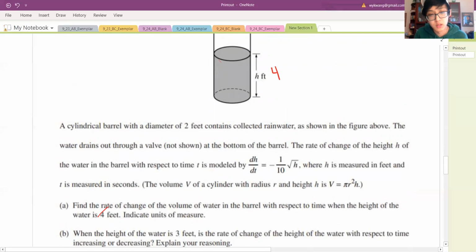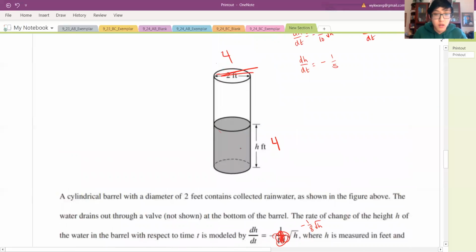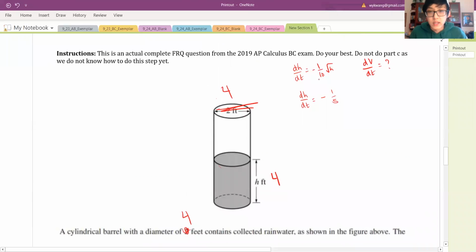4, 2, let's change it to 16 feet. Okay, 16 feet. And instead of -1/10, it's going to be -1/8 root h. Okay, so all these values are changed. So it's equal to -1/8 root h. Same deal, -1/8 root the height.